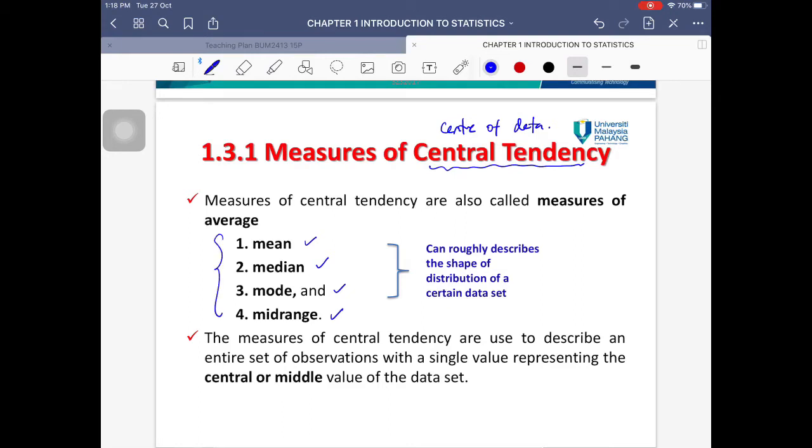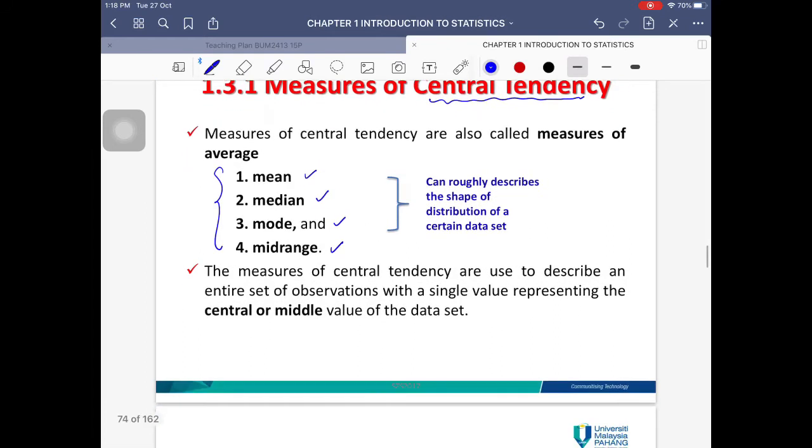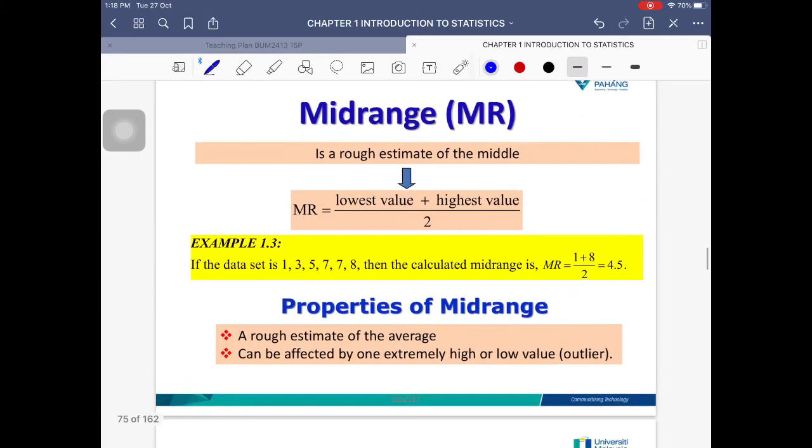So if we have a set of data, we can figure out what is going to be the middle value of your data from these statistics terms. So the measure of central tendency is used to describe an entire set of observations with a single value. And the single value is actually the central or the middle value of the data set. So let's start with the first one, which is mid-range. Mid-range, according to the definition, is a rough estimate of the middle. So what is going to be the formula for mid-range? It's going to be the lowest value plus the highest value, divided by 2.